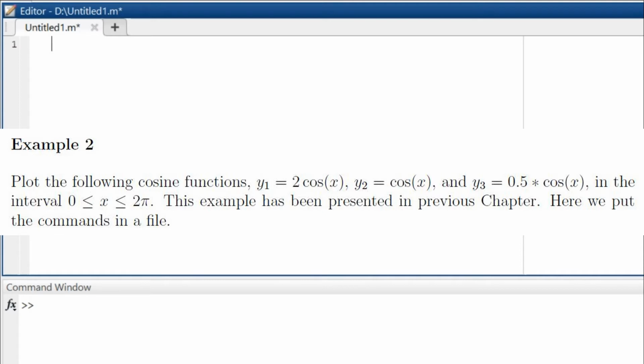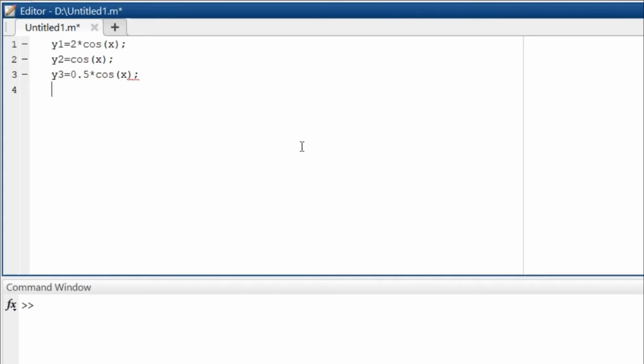For plotting the graph, we first need to write these equations in MATLAB in the simplest way, like y1 equals 2 into cos of x, and y3 equals 0.5 into cos of x. For plotting the graph, we use the command plot, and then brackets. One thing you need to understand is that we are plotting the graph between the x and y axes. So x comma y1, where x remains constant, and y1, y2, y3 are the parameters which are going to change.